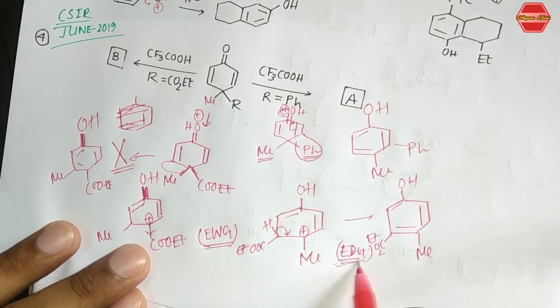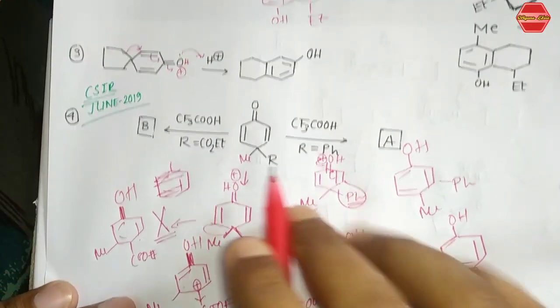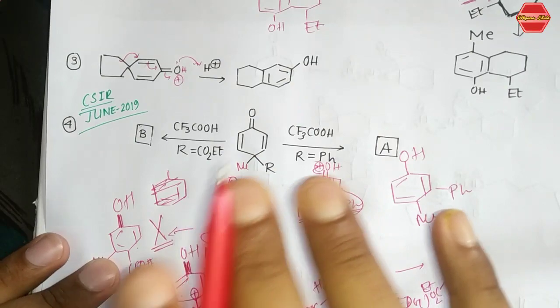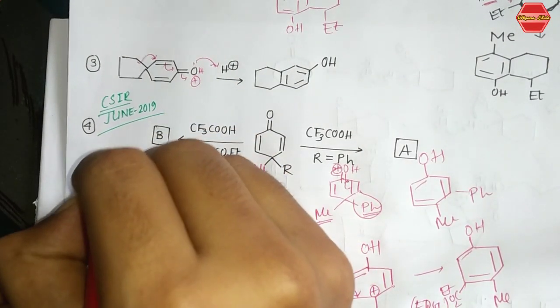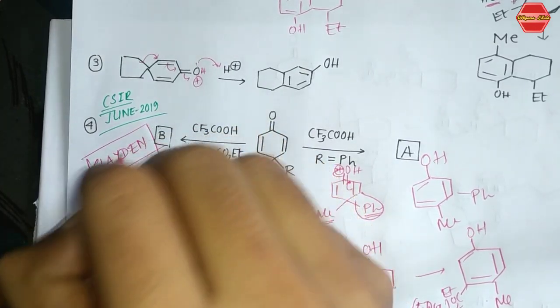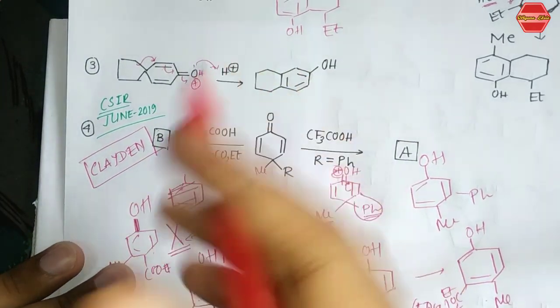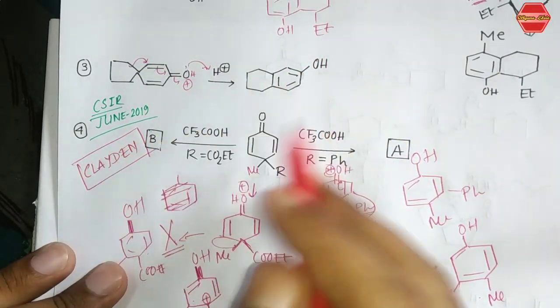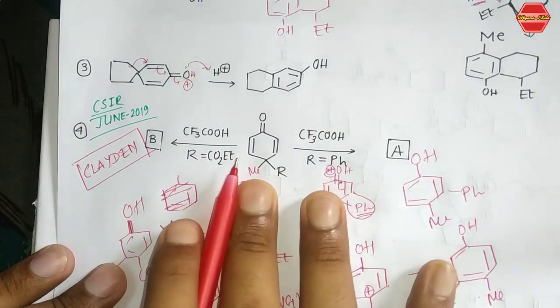So that is why this question is important, and the question is directly taken from Clayden. Okay, you can go over there, Clayden. In the rearrangement chapter, in the dienone-phenol rearrangement section, you are getting this question. So this is very much conceptual and important.